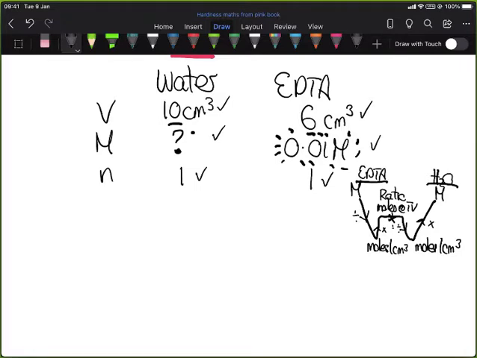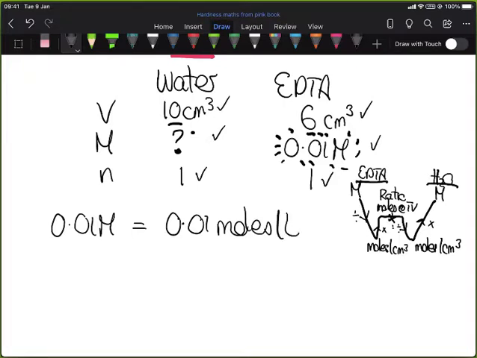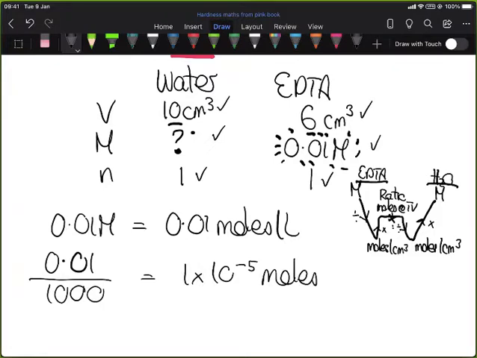So the first step that I always start with is, what does this tell me? You don't have to put this in, I just do for completeness. So this is in moles per litre. So the thing I have to do is I have to convert this into moles per centimetres cubed. So I'm going to divide it by 1,000 to do that, and I'm going to get 1 by 10 to the minus 5 moles in a centimetre cubed.